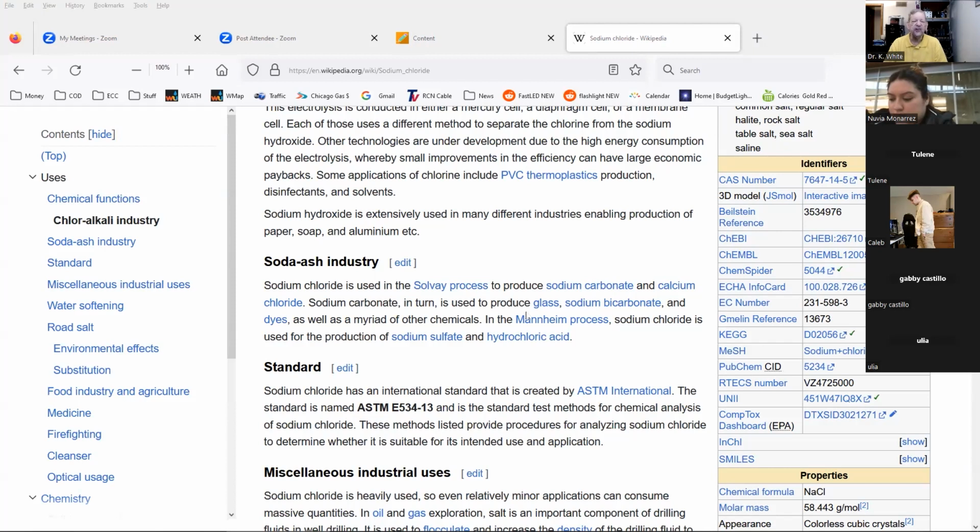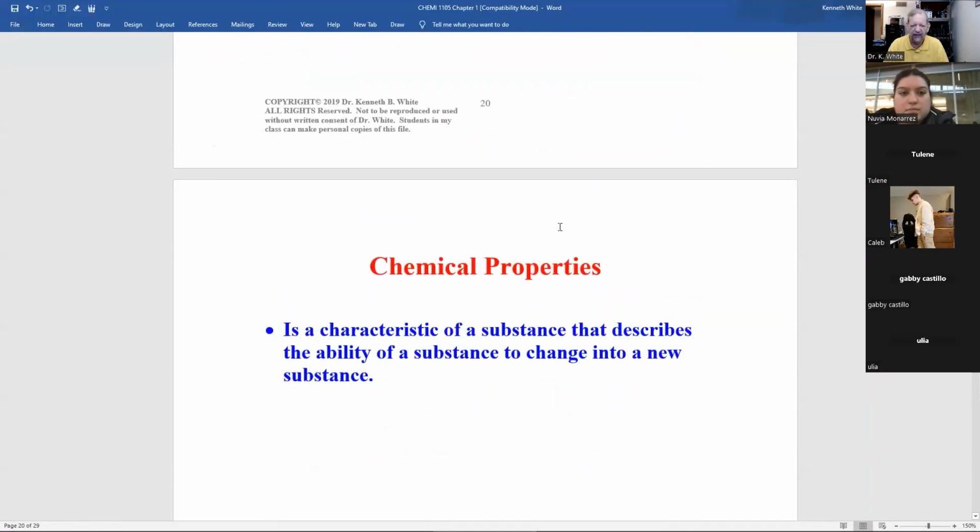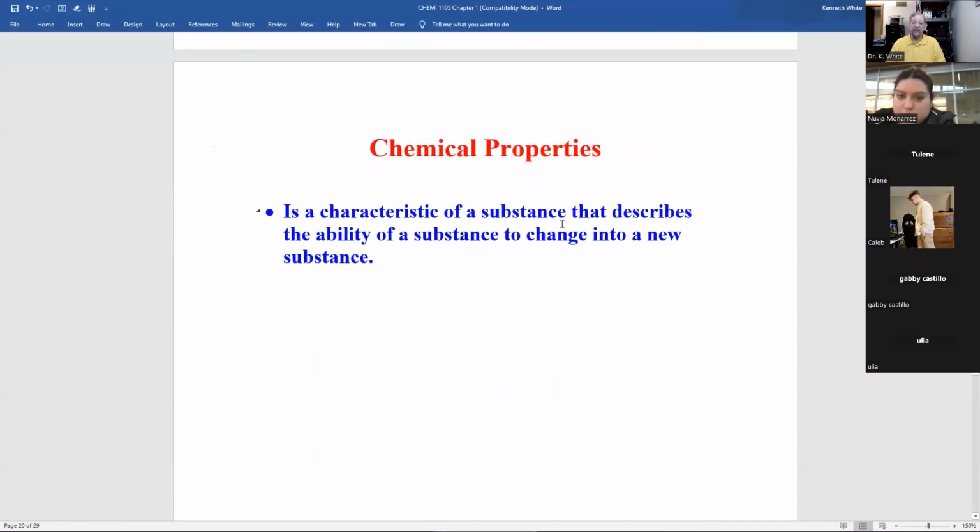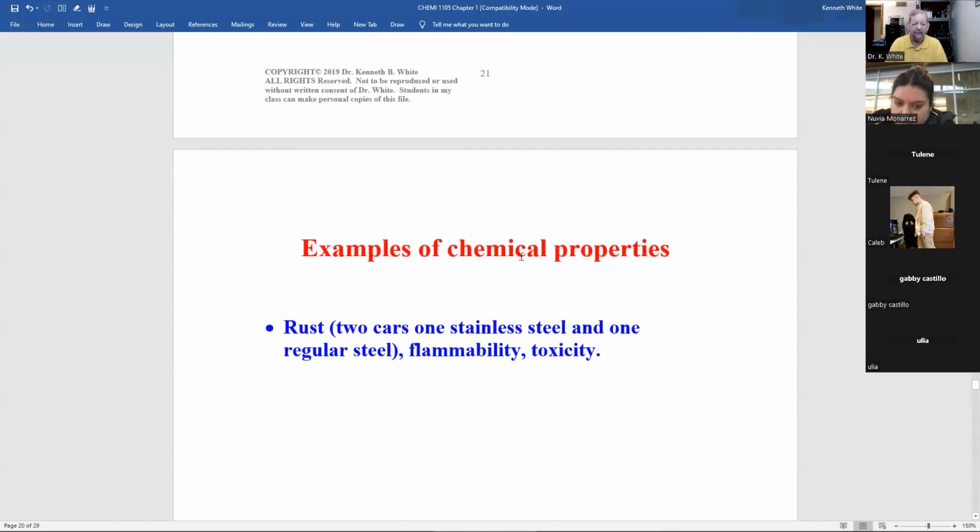All right, so those are physical properties. There's also something called chemical properties, and that is a characteristic that describes the ability of a substance to change into a new substance. I will never ask on a test, what's the definition of a chemical property? But I will ask you to give me examples.